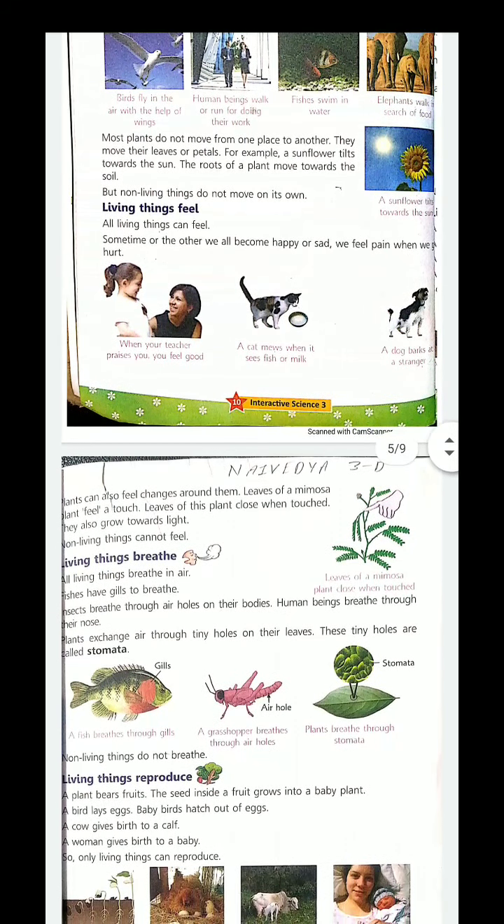Then living things can breathe. Yes, you can inhale, then exhale. So you can take in your breath and then you can leave it out also. But can your doors do that? No. Can your cooler do that? No. Can your AC do that? No. Can your fan do that? No, not at all. Why? Because they are non-living things. So living things can move and breathe, but non-living things cannot move and they cannot breathe.